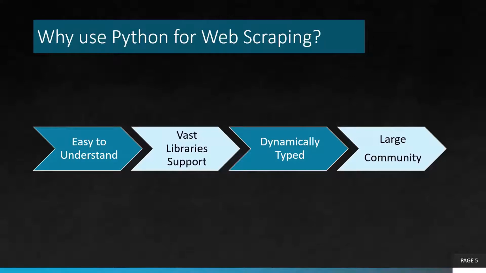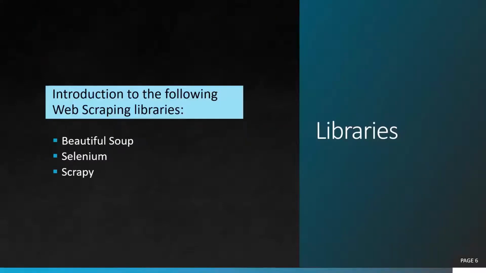Now, let's look at the Python web scraping libraries. We have three libraries, which are BeautifulSoup, Selenium, and Scrapy.